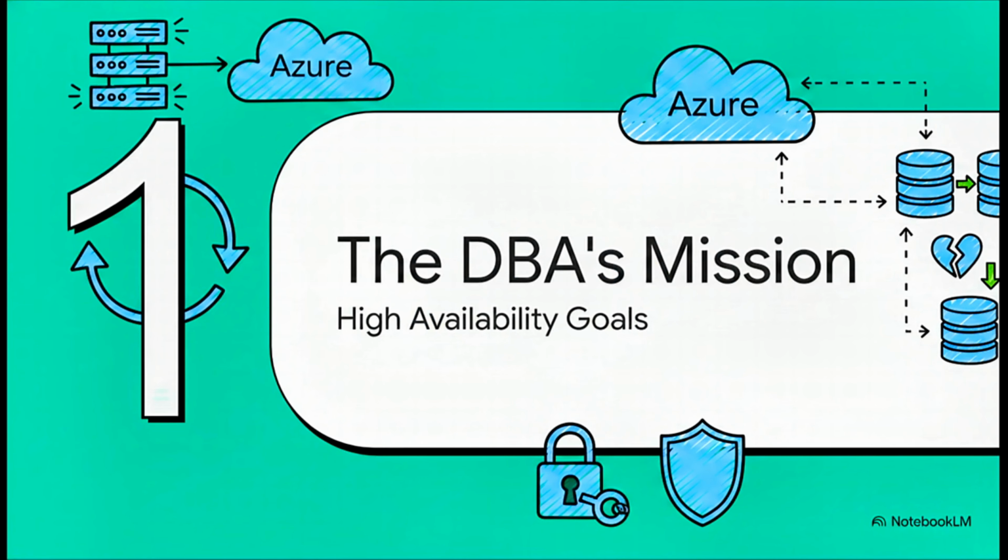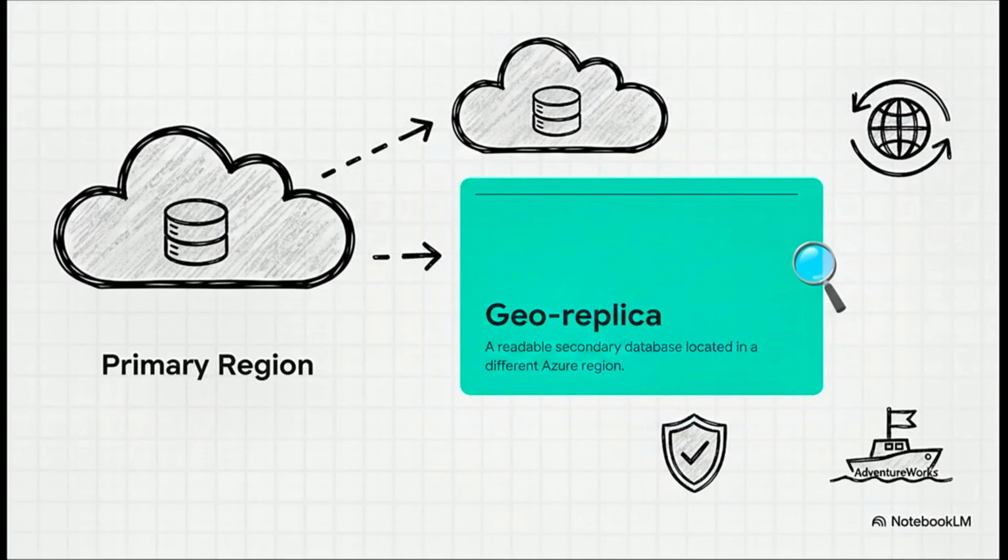Okay, Section 1, the DBA's mission. Right out of the gate, our primary goal here is establishing high availability. And that brings us straight to our core terminology. Today, you are going to be configuring a Geo-Replica. Now, simply put, this is just a readable secondary database standing by in an entirely different Azure region.